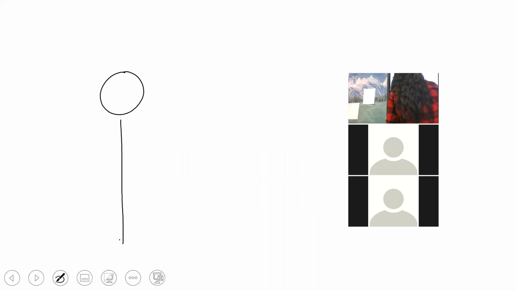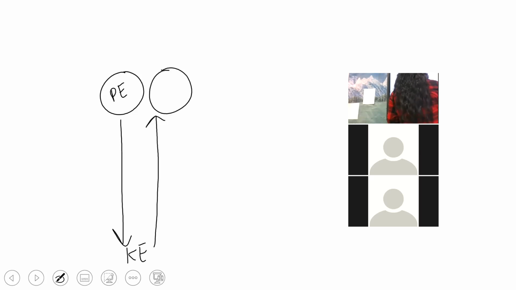Right? And then the PE here would turn into KE here. And then it would have enough inertia to bounce back up and make it to the same height, where the KE would turn back into PE. And then it would do that forever and ever because it's a perfect physics world. But we know that doesn't happen.